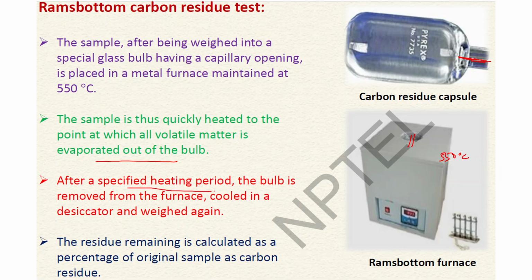After a specified heating period, the bulb is removed from the furnace, cooled in a desiccator, and weighed again. After cooling, these bulbs are weighed again, and the residue remaining is calculated as a percentage of the original sample. An average of the residue remaining inside all these 4 or 5 capsules is taken, and it is calculated as a percentage of the original lube oil sample which was first loaded in these capsules.